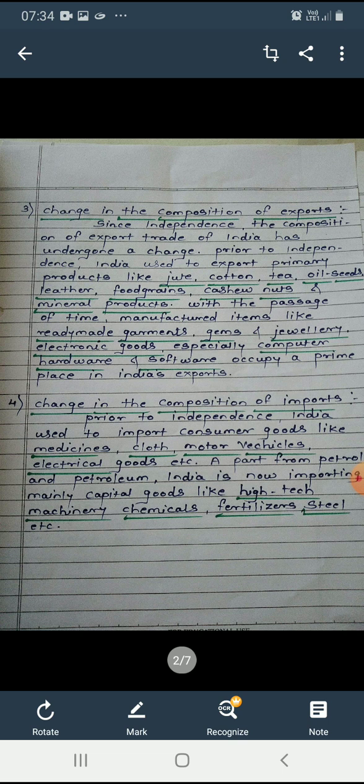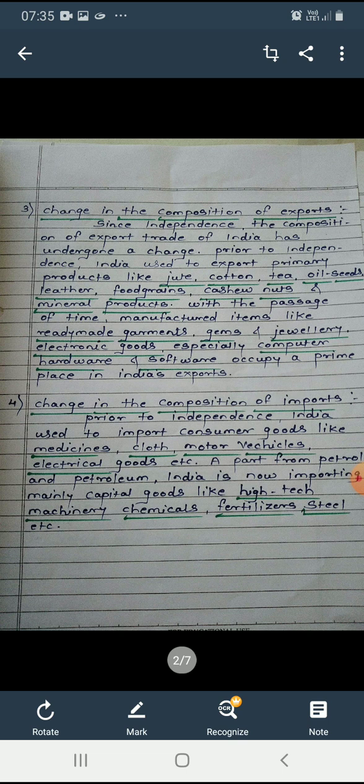See the fourth point, change in the composition of imports. Earlier, India used to purchase finished goods from England. First, our country exported raw material to other countries. They used this raw material, and from this raw material they prepared finished goods, and then they sold these finished goods to Indian people at a higher rate, meaning they exploited the Indian people. So here in composition of imports, apart from petrol and petroleum, India used to import consumer goods like medicines, clothes, motor vehicles, electrical goods, etc.